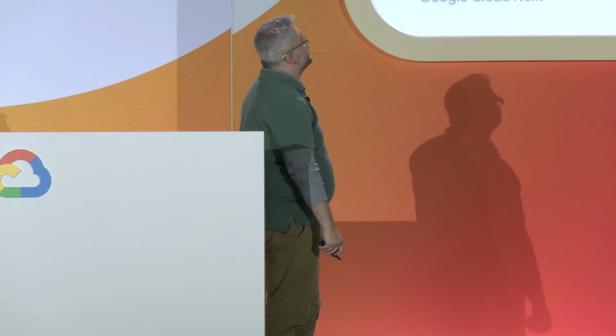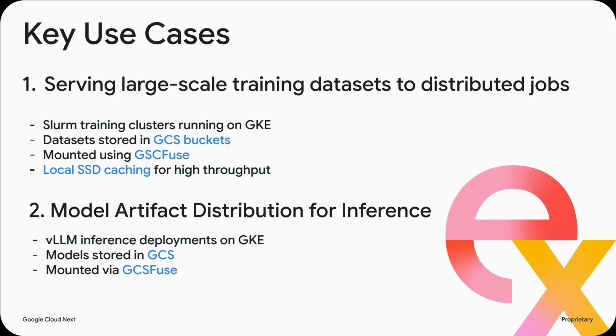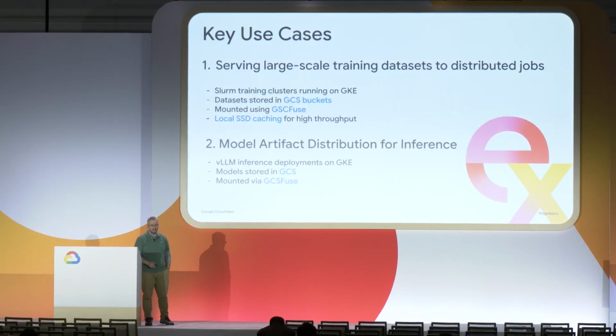We have two use cases. One is training, serving large-scale training data sets to our distributed jobs. The second one is the model artifact distribution. We are training models and then serving them, and then back and forth. We have to run both at the same time. So we are using GCS Fuse under the hood.